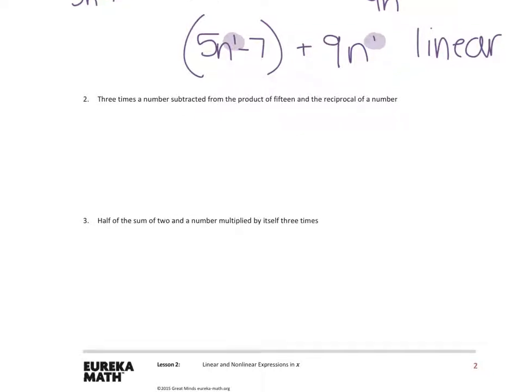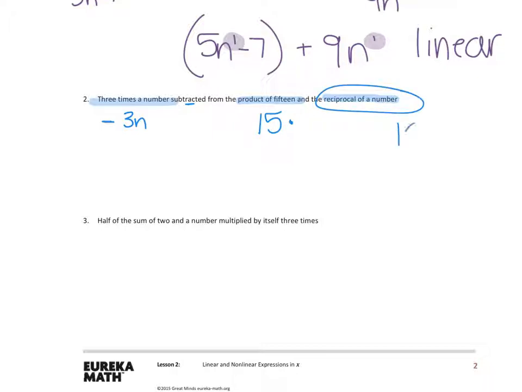3 times a number subtracted from the product of 15 and the reciprocal of the number. 3 times a number subtracted from the product of 15 and the reciprocal. So 3n, 3 times a number, that's going to be taken away from, subtracted from, the product of 15 and the reciprocal of a number.